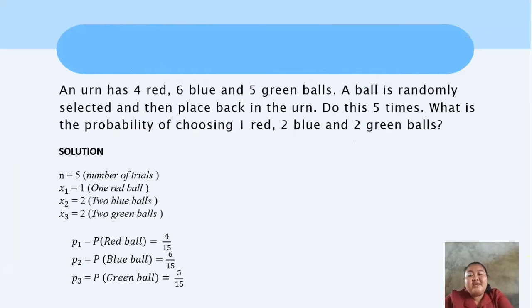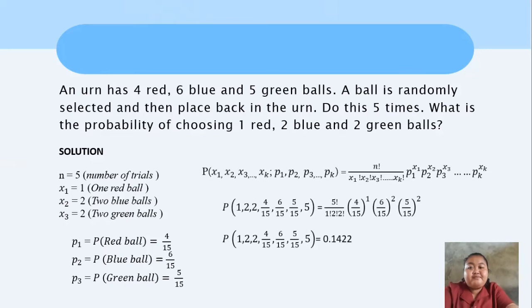P1 equals P of red balls equals 4 over 15, P2 equals P of blue balls equals 6 over 15, P3 equals P of green balls equals 5 over 15. P(x1, x2, x3 until xk; p1, p2, p3 until pk) equals n factorial divided by x1 factorial, x2 factorial, x3 factorial until xk factorial, times p1 to the power x1, p2 to the power x2, p3 to the power x3 until pk to the power xk.